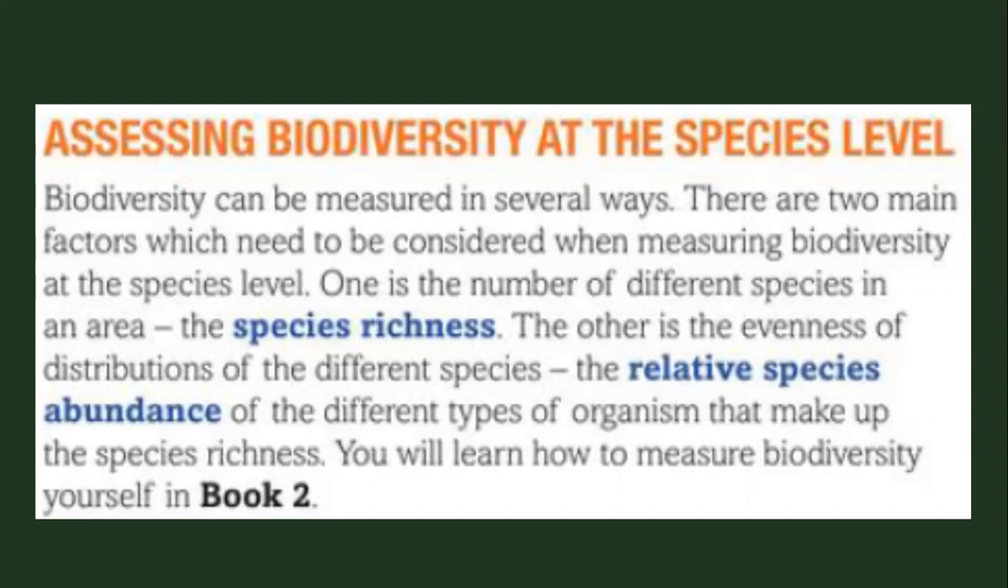The distribution of different species. So, for example, how evenly are they distributed, or how unevenly are they distributed? Are they spread throughout equally, or are they spread out in small groups? Are they clumped together in just one area? Right? What is their distribution? How are they spread out throughout the area? That is going to be relative species abundance. So these are the two ways that you can measure biodiversity at the level of species.